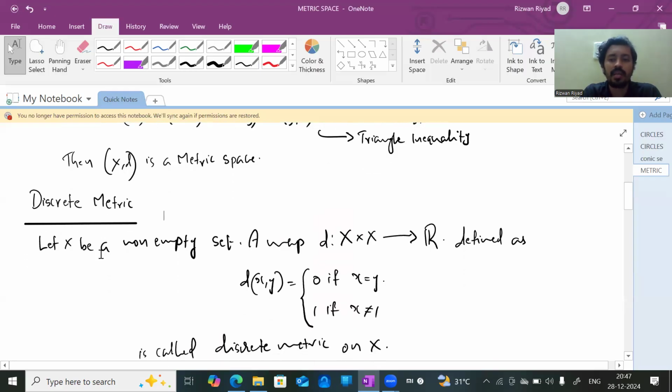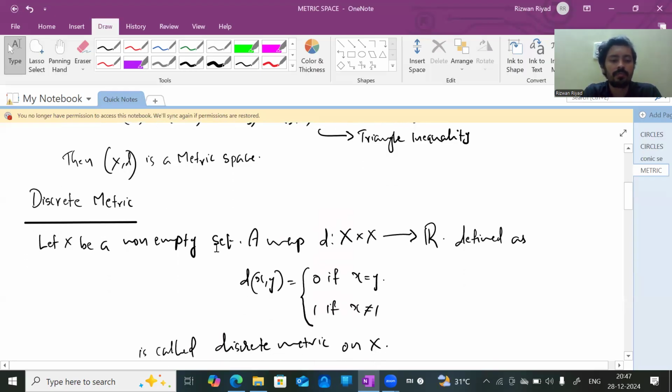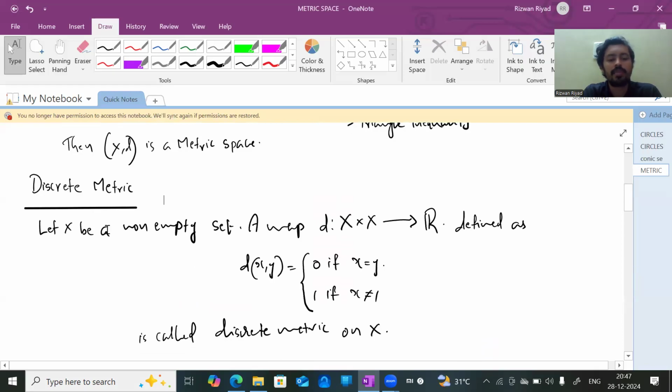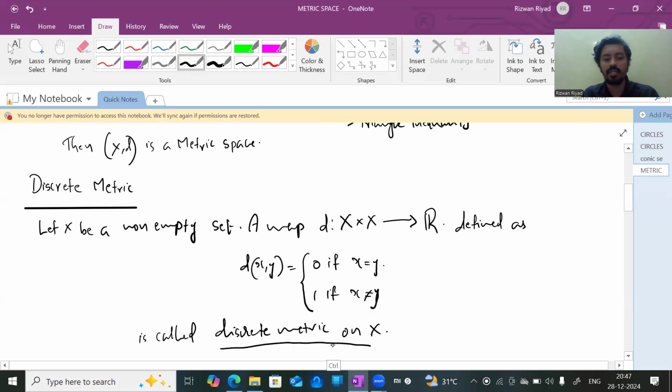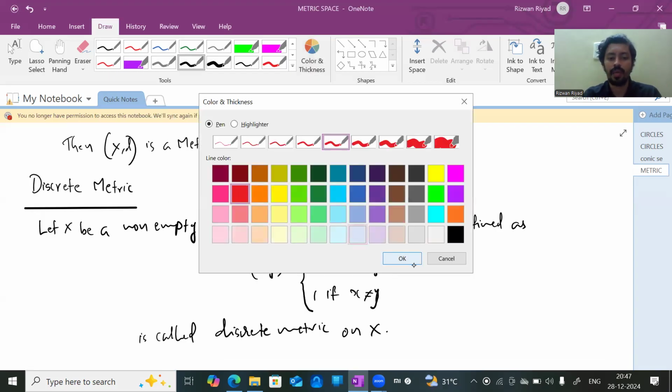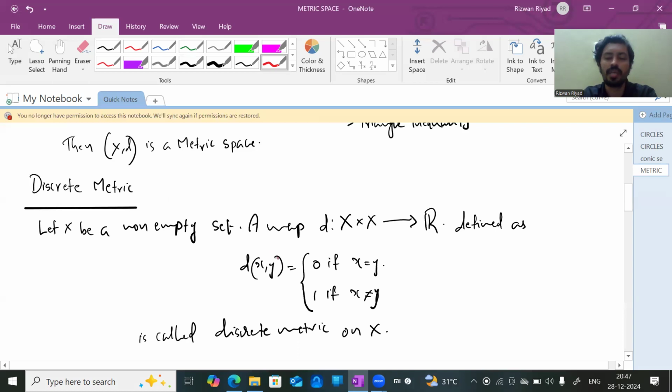See, what is that specialty? You can see here the definition of discrete metric. Let X be a non-empty set. A map d from X cross X to R defined as d of xy equal to 0 if x equals y, and d of xy equal to 1 if x is not equal to y. Then that d is called discrete metric on X. So this is the definition of discrete metric.